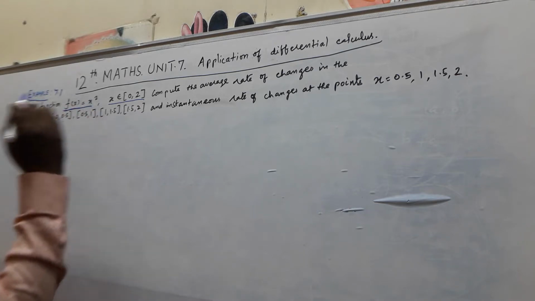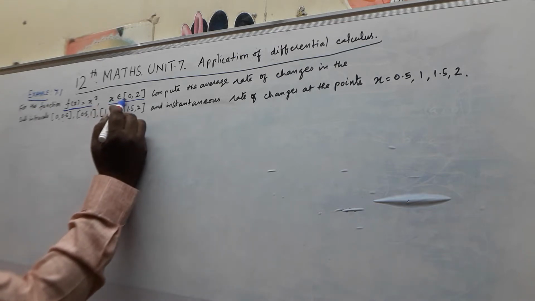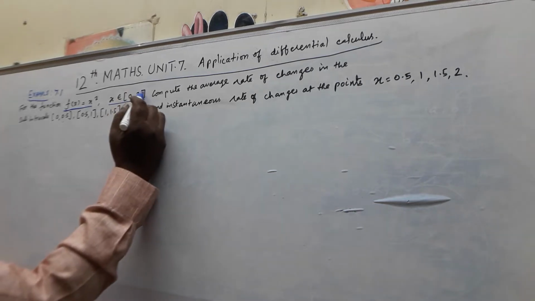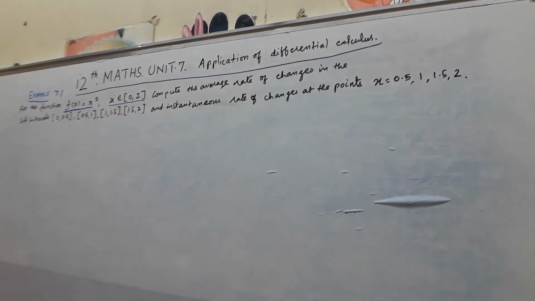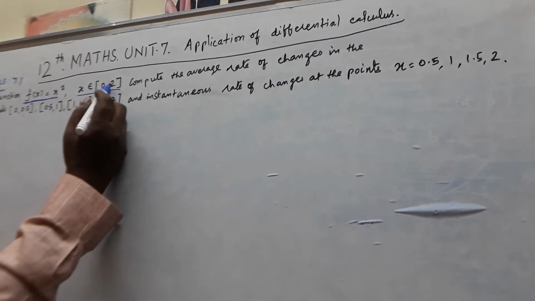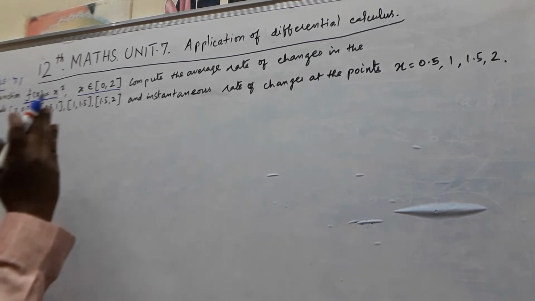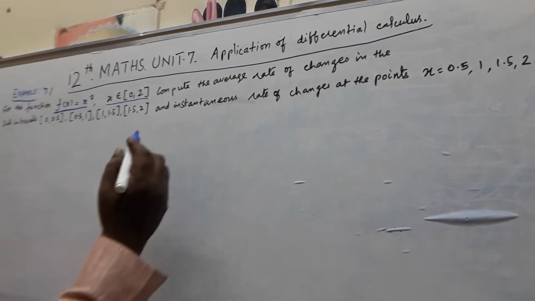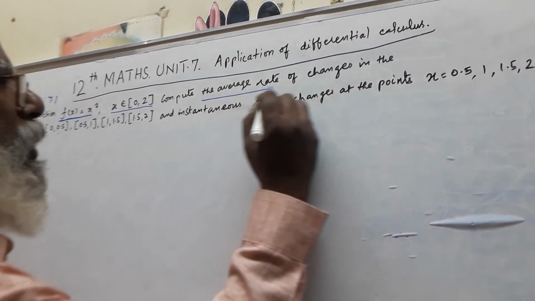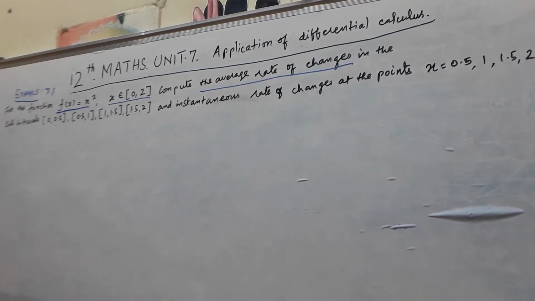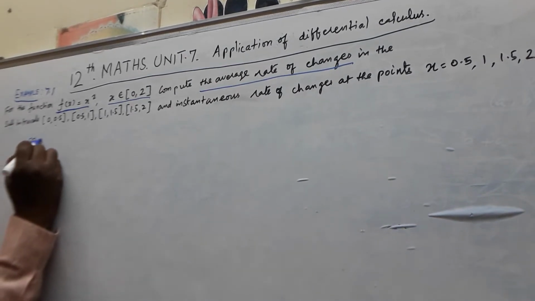For the function f of x equal to x square, and x belongs to the interval [0, 2]. That means it is not exceeding 2. X belongs to [0, 2], not greater than 2 and not less than 0. If so, compute the average rate of change.